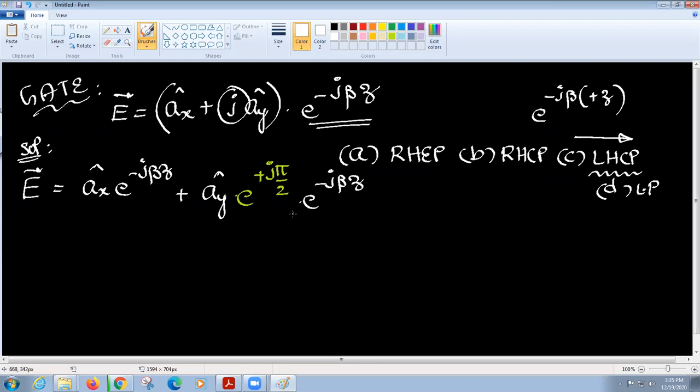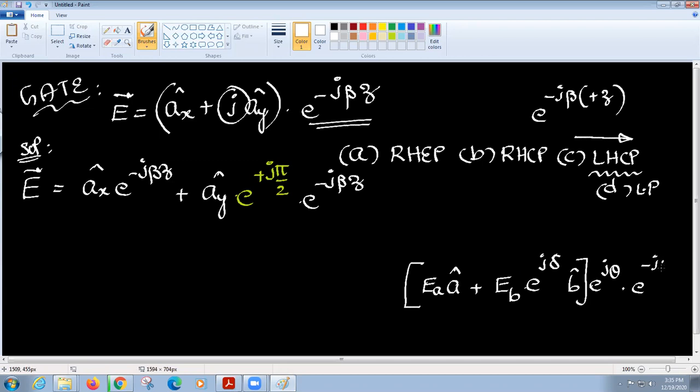All right, you can compare with the usual technique. You have E_A, and this is say like a roof, and you have E_B and e^(jδ). So e^(jδ) for B, and you have any common phase, e^(jθ), and this is what direction the wave travels. e^(-jk·r).